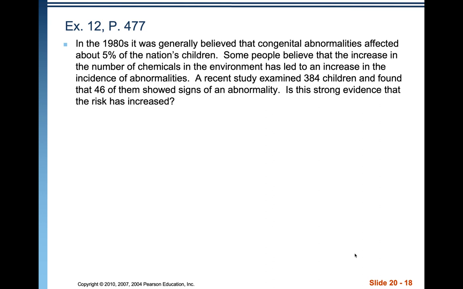All right, so let's look at some examples. In the 1980s, it was generally believed that congenital abnormalities affected about 5% of the nation's children. Some people believe that the increase in the number of chemicals in the environment has led to an increase in the incidence of abnormalities. A recent study examined 384 children and found that 46 of them showed signs of an abnormality. Is this strong evidence that the risk has increased? First thing we're asked to do is to write appropriate hypotheses.